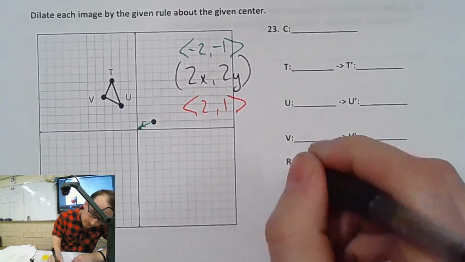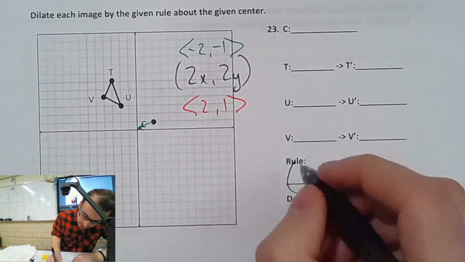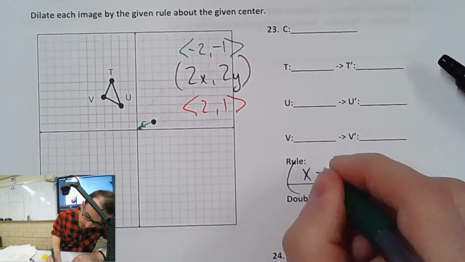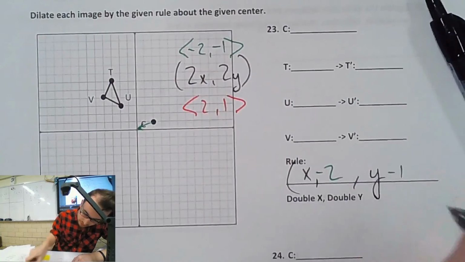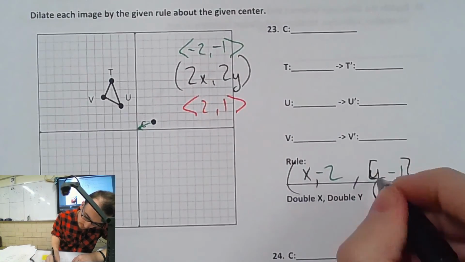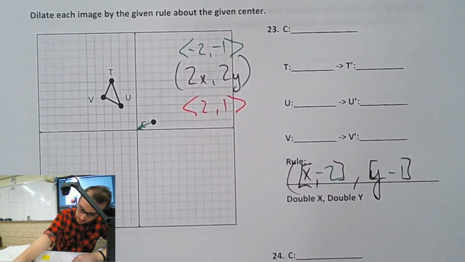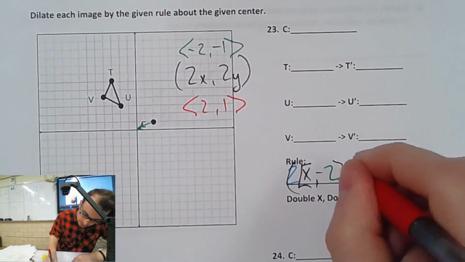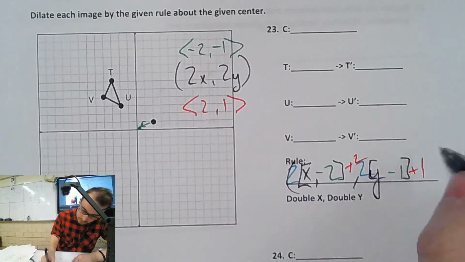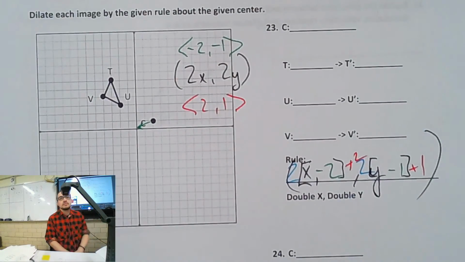Write the rule. The rule is going to be x minus 2, y minus 1. Then we double them. Then we add 2 and add 1. That's the rule. Plug in your coordinates and find out where they go, right? That's what I would do. How do you feel? Alright.